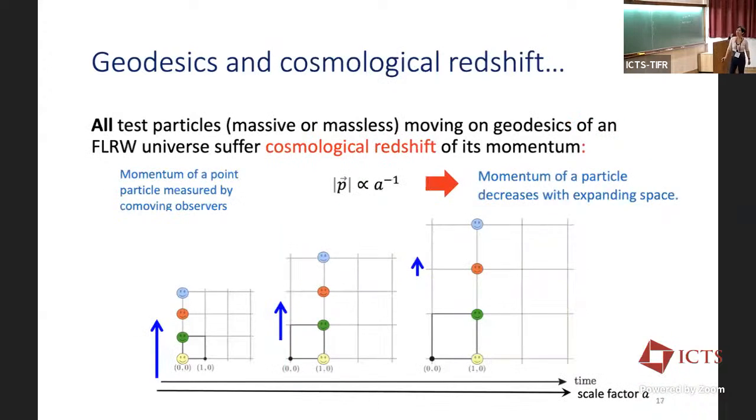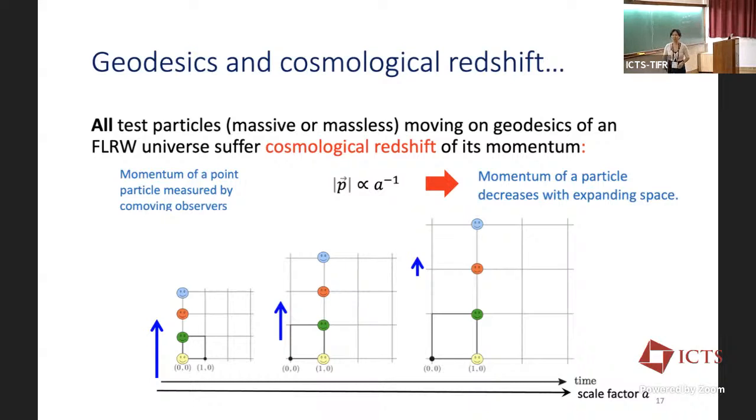Okay. So what's important about geodesics? Well, if you have a free particle that is moving in an expanding space-time, then it is moving on a geodesic. And when it's doing that, the momentum of that particle, regardless of whether it's a massless particle or a massive particle, will redshift, will suffer cosmological redshift. Okay, so mathematically, that's what I'll write. The magnitude of the momentum of the particle is scaling like the scale factor to the -1. So it's decreasing over time as it is moving forward.